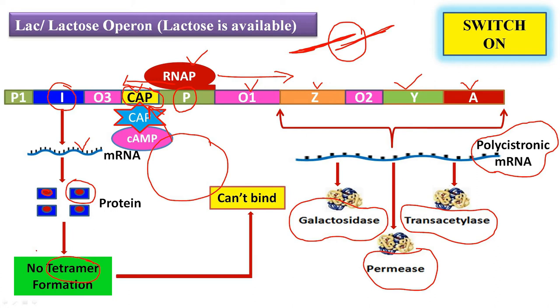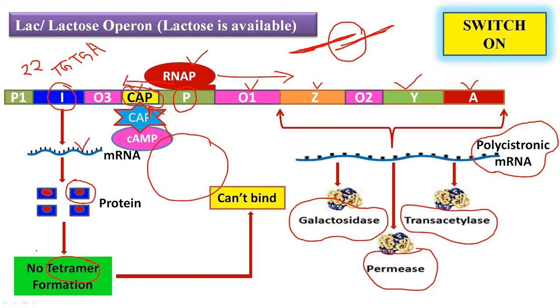Now I am talking about this CAP binding site. This CAP binding site is actually a 22 nucleotide long sequence, and it contains a consensus sequence of T, G, T, G and A. What is a consensus sequence? A consensus sequence is a kind of DNA sequence that remains the same and also performs the same function in different organisms.